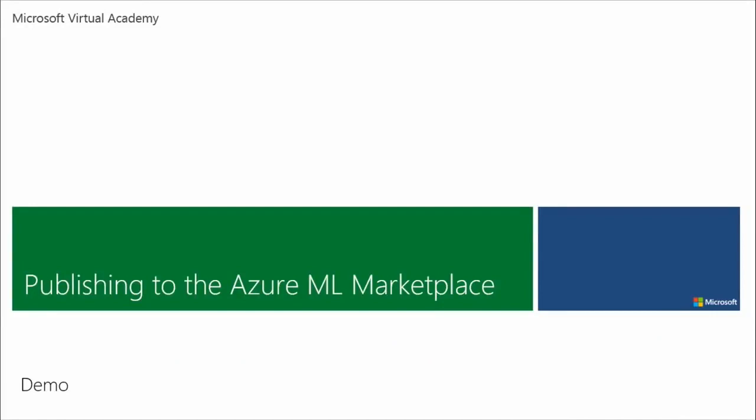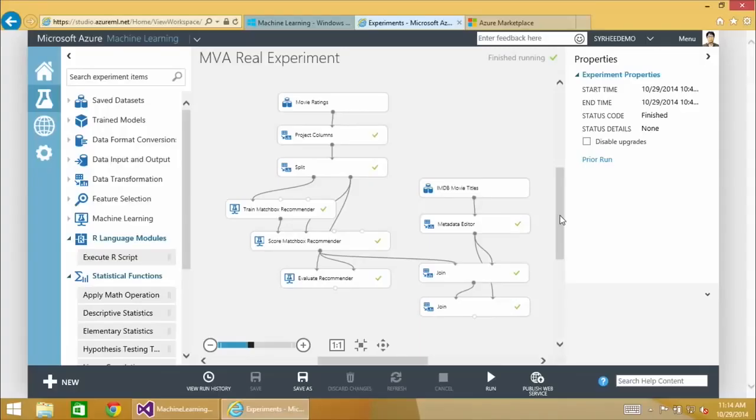So let's actually jump out now. A quick introduction. Let's jump out and do a demo. Let's switch over to your desktop again. What we're going to do is walk you through how to publish this and make your experiment available, make this data available on the Azure Marketplace.